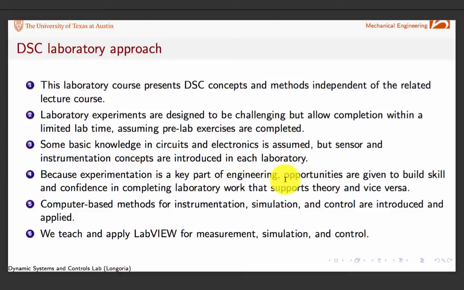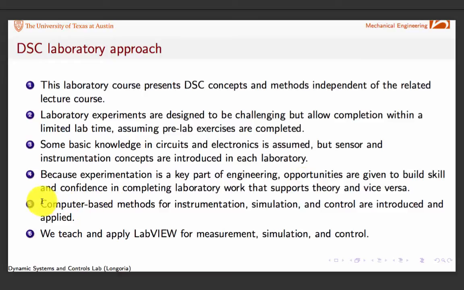Experimentation is a key part of engineering, so we like to give you the opportunity to build skill and confidence in working in the lab and knowing what do I do next, right? What kind of labs should I run to answer particular kinds of questions? So the TAs will often challenge you to do that on your own and not necessarily give you all the steps that are required to complete experiments. That is part of what we're asking you to do in this course.